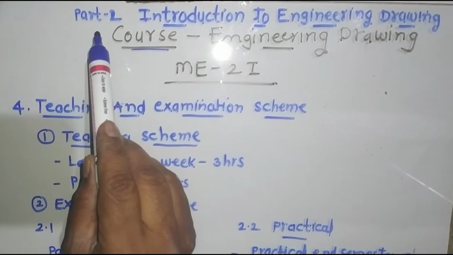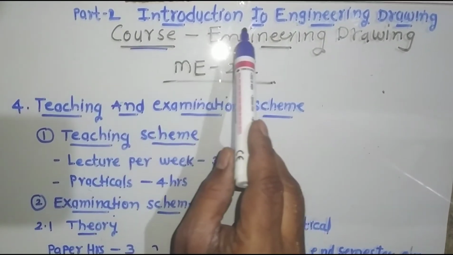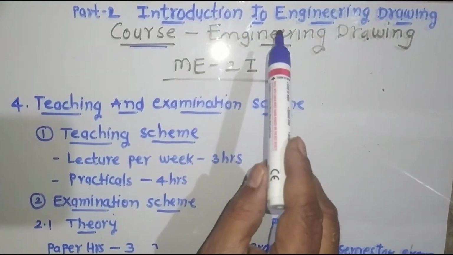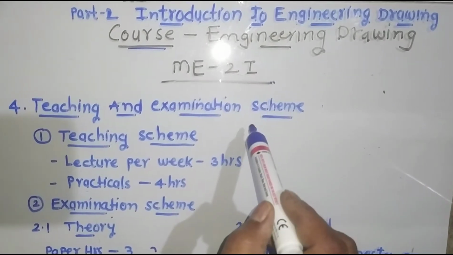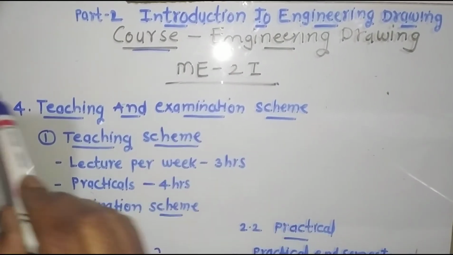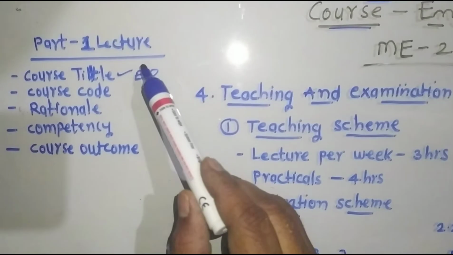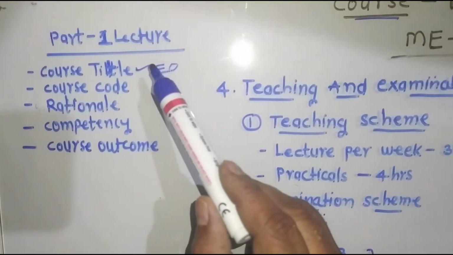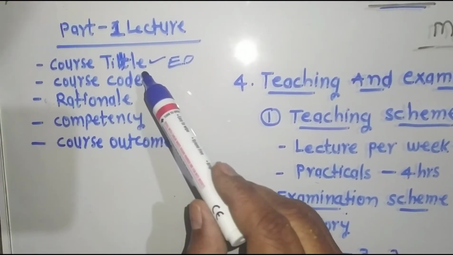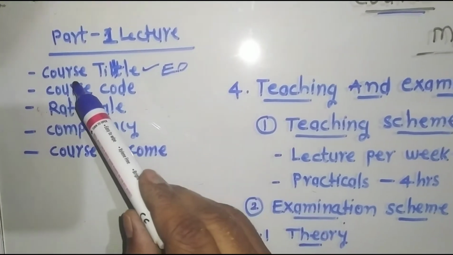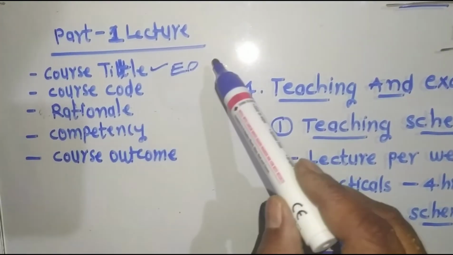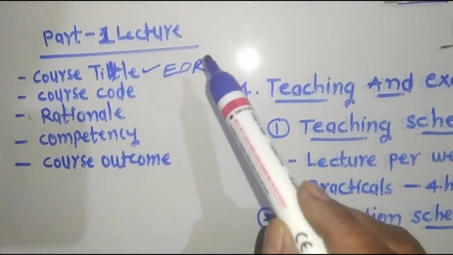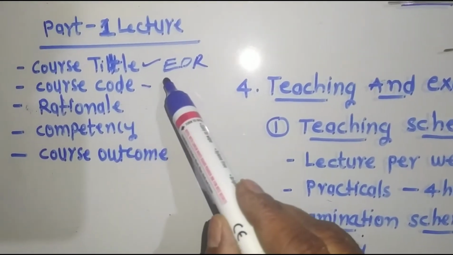Now, in this part 2 lecture of Introduction to Drawing, we will study the teaching and examination scheme. Let us review the first lecture, what we have studied and understood, that is the course of your subject. Here course means subject. What was the title? Title was EDR. What was the course code?